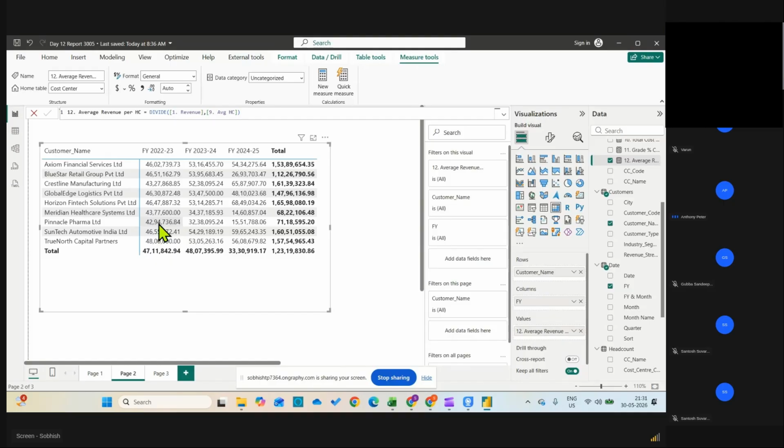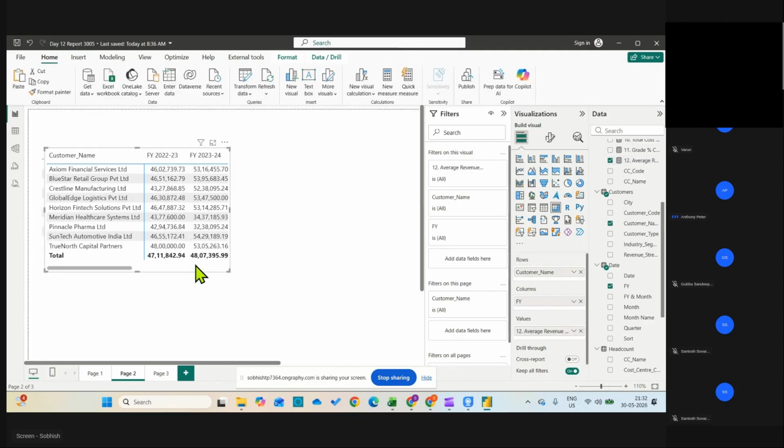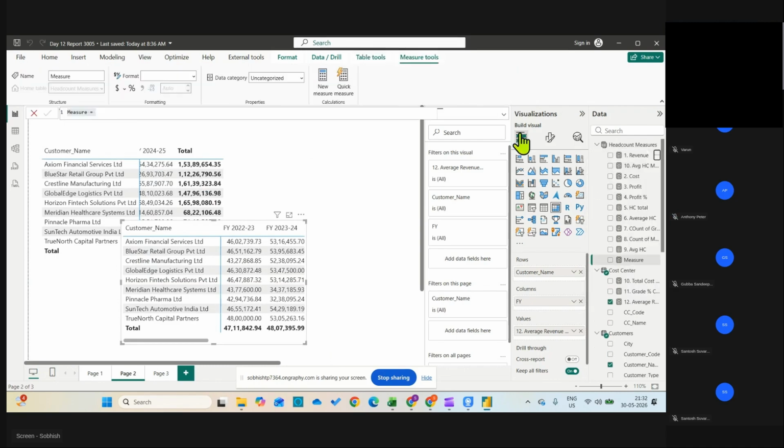Obviously, we should see an increase in the cost, or is the cost staying flat? So we can look at that as well. Now, what is the cost impact? So you can create a measure, let's say 13, average cost per headcount, divide cost by average headcount.